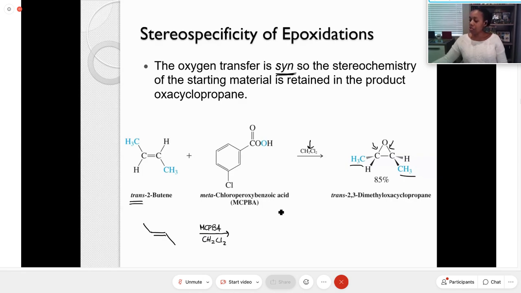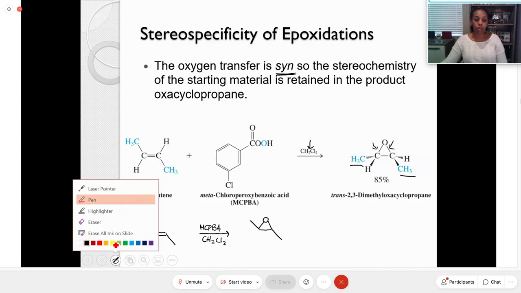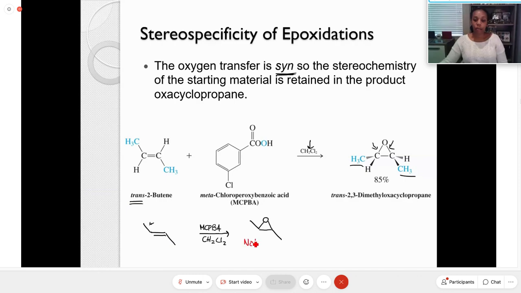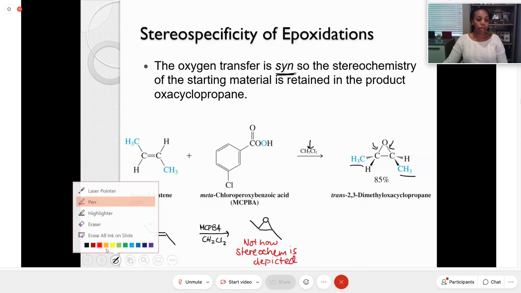Something that I see students doing often is this. They'll draw this oxycyclopropane, and then they'll say, oh, okay, this bond is up, so I'll draw it up, and this bond is down, so I'll draw it down. This is not correct. This is not how you show stereochemistry. This is not how it's depicted here.